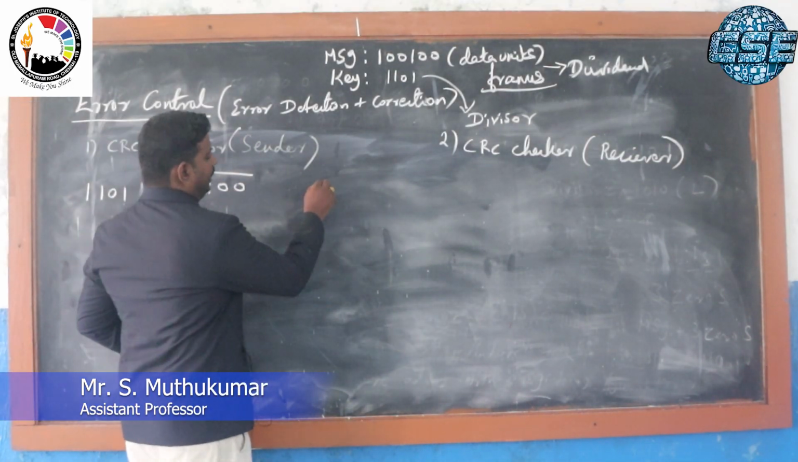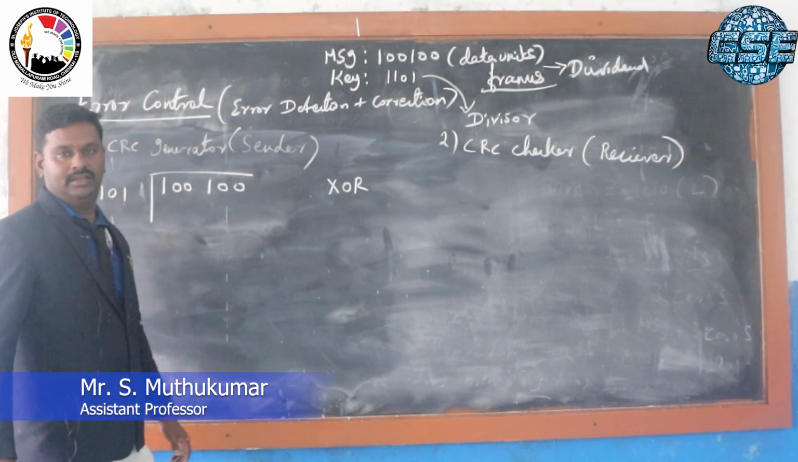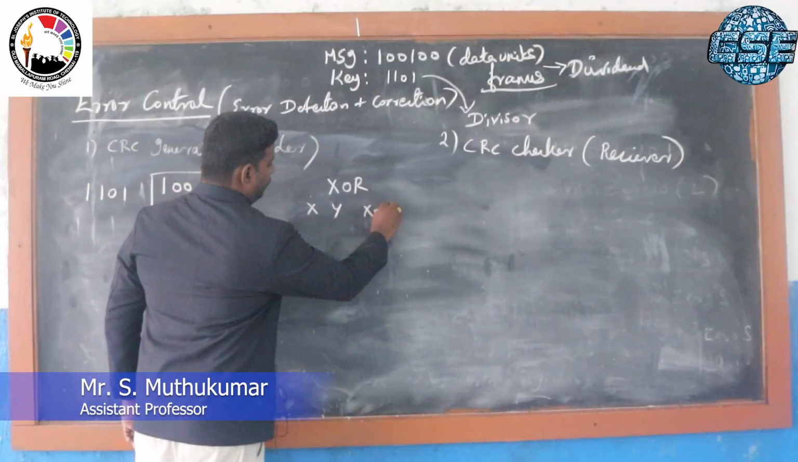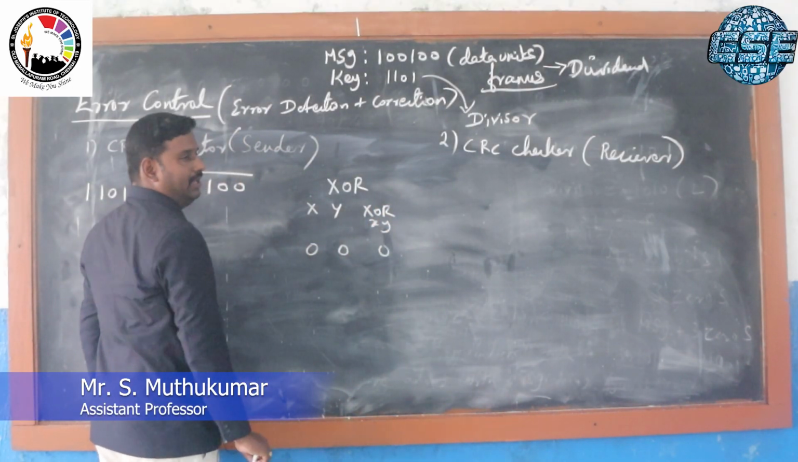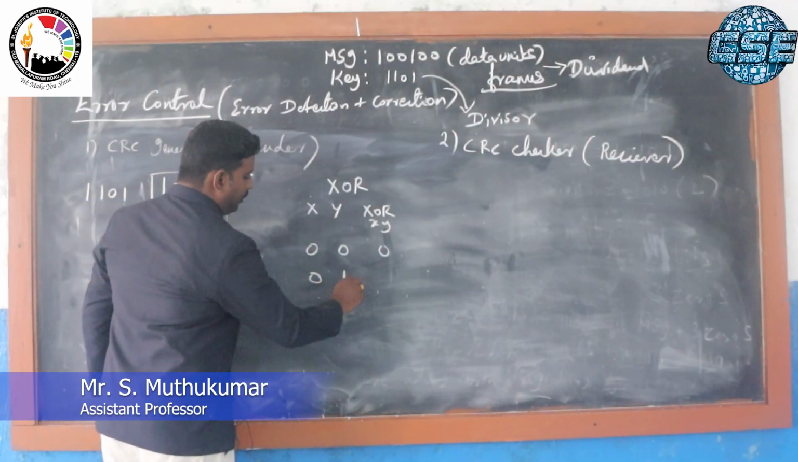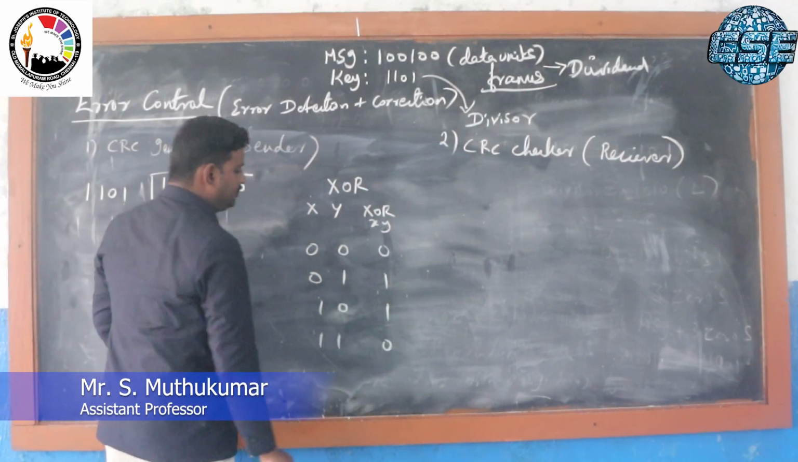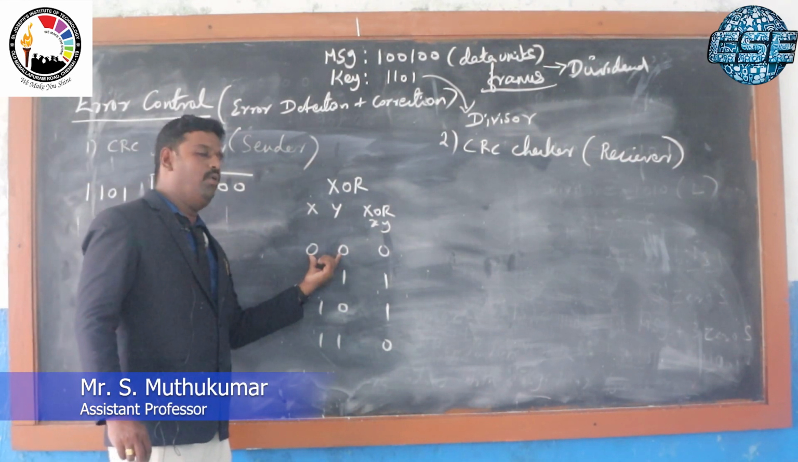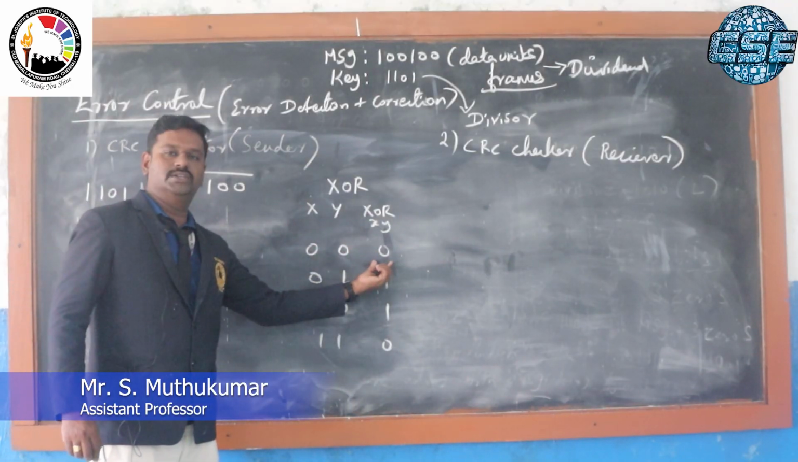For binary division we can simply use the XOR table. That means X, Y and the XOR of X and Y. If the values are the same, we get 0. If they are different, we get 1. The same operation is used for binary division. So if both values are 0 in the dividend, you will get 0.